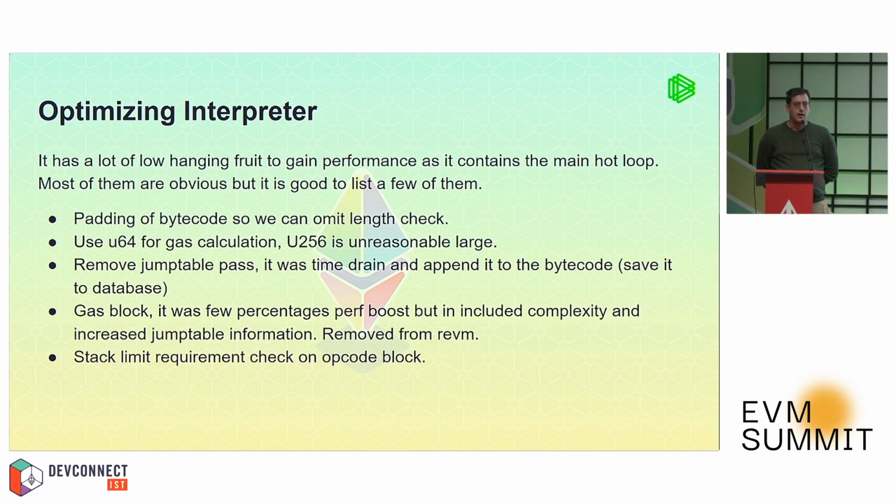Gas block and stack limit requirement is something EVM1 implemented. Basically, if you have a list of opcodes that you know are going to be executed, you can pre-calculate the gas, and you can pre-calculate how many stack items it needs, so you can do the gas calculation a smaller number of times.